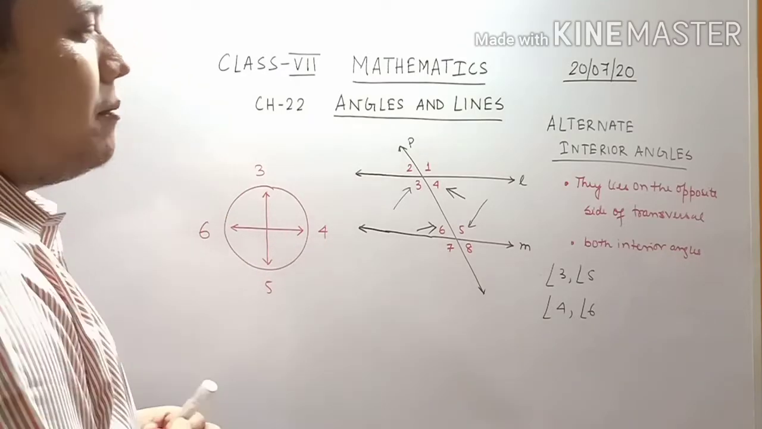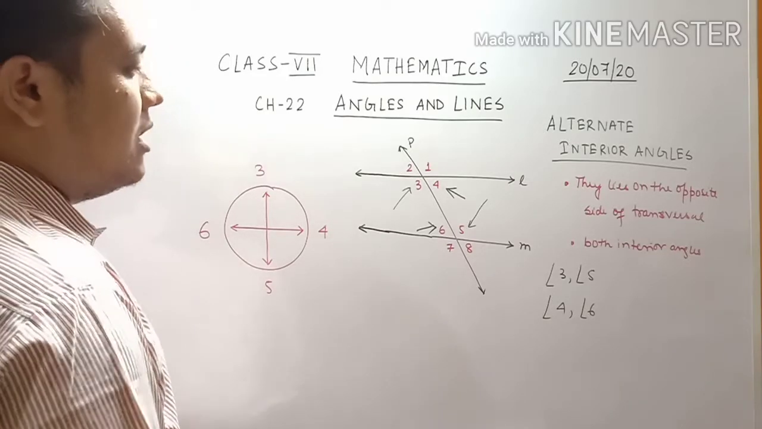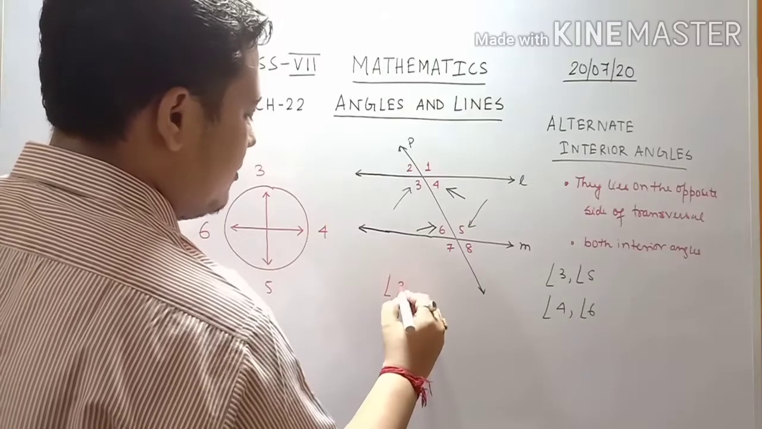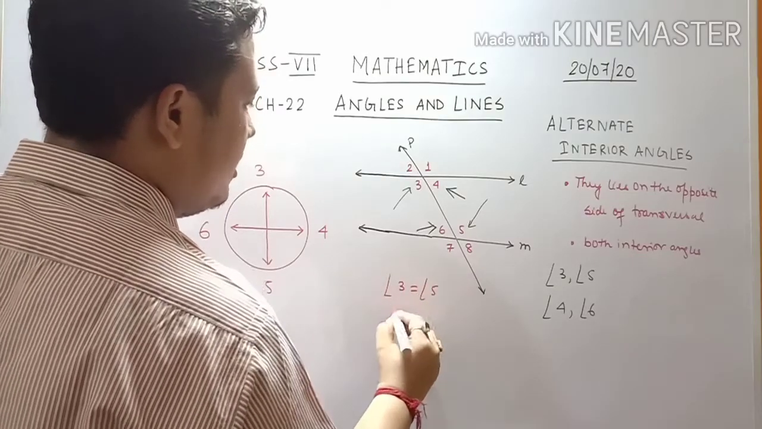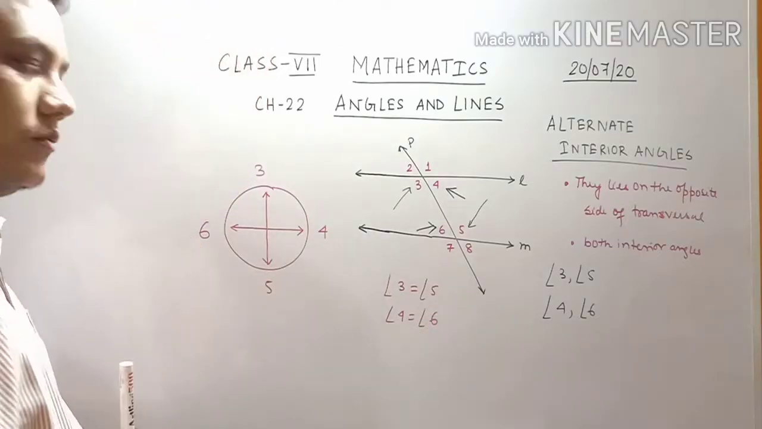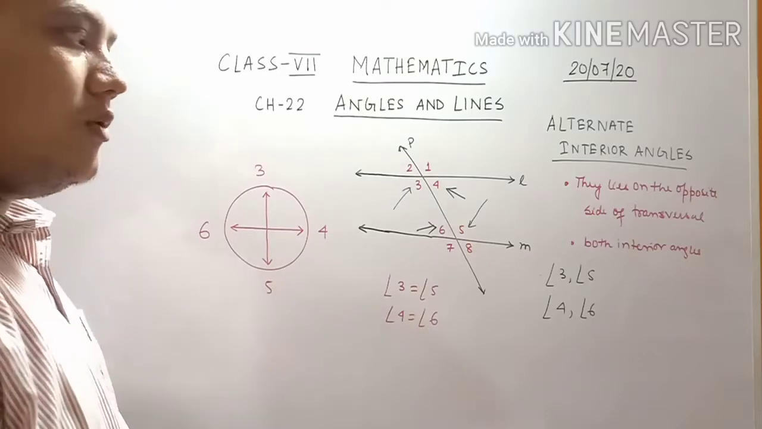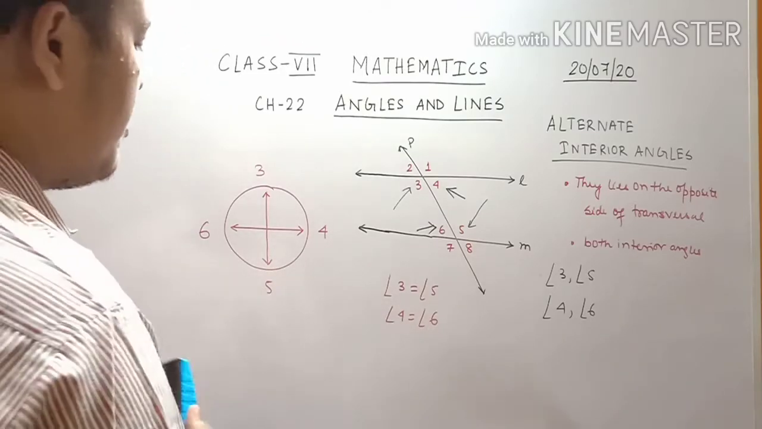And for parallel lines, alternate pairs are always equal. That means we can say that angle 3 is equal to angle 5, angle 4 is equal to angle 6. I hope you have understood the positioning of the alternate angles and how they are related.